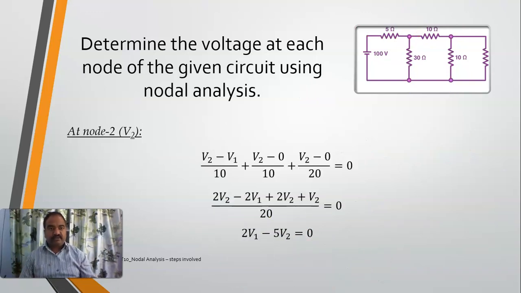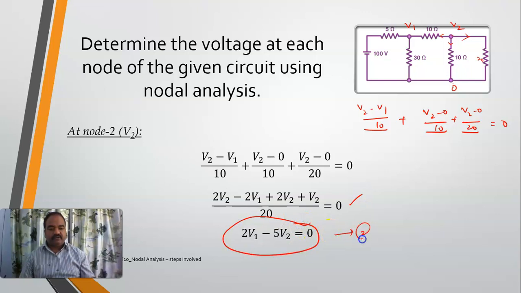Similarly, at node number 2, if you carefully see, this is node number 2. How many paths do you have? 1, 2, and 3. This is V2, this is V1, and this is 0, and this is also 0. So 3 paths, 1, 2, and 3, combined equal to 0. In this path, what is the current? (V2 minus V1) by 10, plus (V2 minus 0) by 10. Next, (V2 minus 0) by, what is this resistance? It is 20, so (V2 minus 0) by 20. You take the LCM and solve it. This is my second equation.